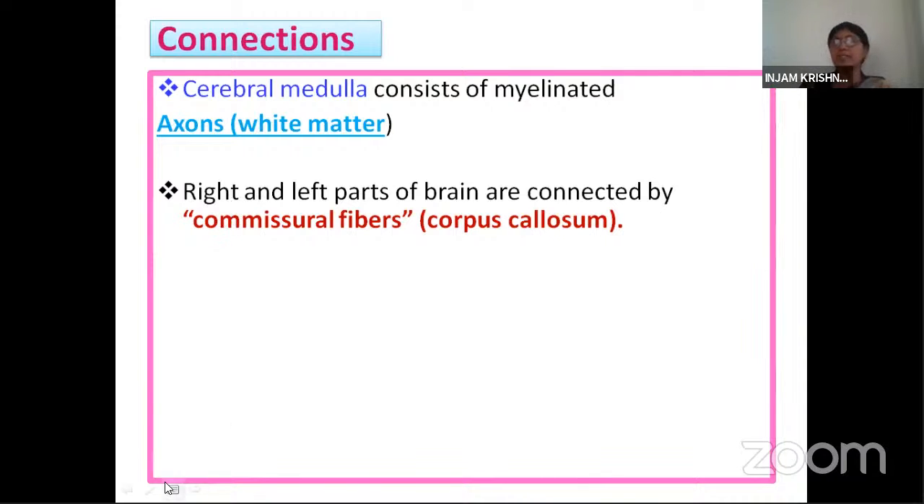Now, connections. I want to talk about the connections. The right and left parts of the brain are connected by commissural fibers. Even those are bundles of axons, but we have given a separate name to them, that is commissural fibers. Example, corpus callosum.